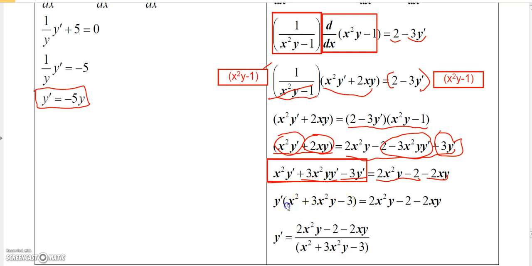So now all I have to do is divide both sides by this stuff in the parentheses here. Then I would get all the terms on the right divided by all these terms over here on the left. So I get 2x squared y minus 2 minus 2xy divided by x squared plus 3x squared y minus 3. And so that's the derivative.